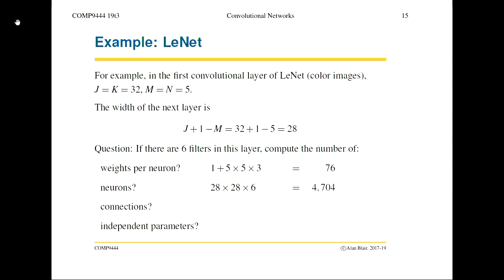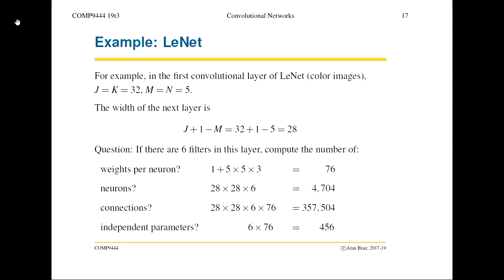How many connections are there in this layer? Well, you just multiply the number of neurons by the number of weights per neuron. 357,500. So you see we're starting to get to pretty large numbers here. Even though we're talking about small images, these numbers are getting big. 357,500. But because of the weight sharing, the number of free parameters is much smaller than that.